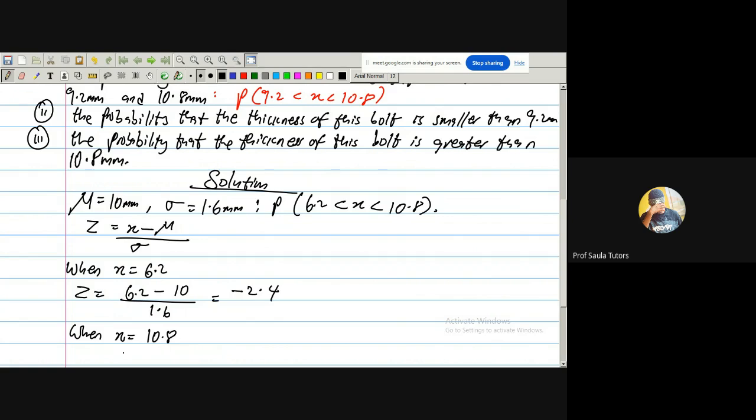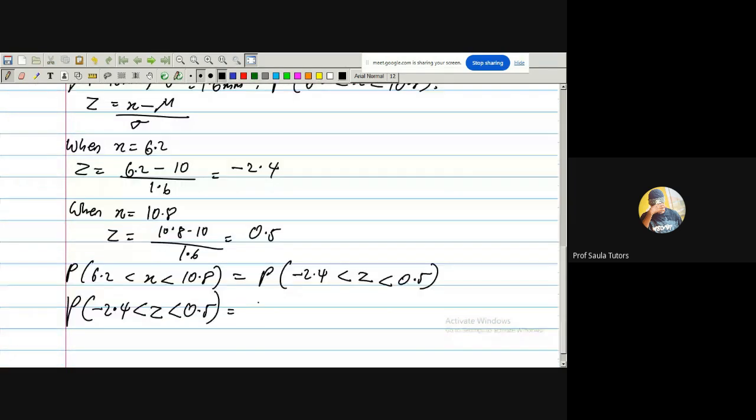Okay, when x is 10.8, we have z equal to 10.8 minus 10 divided by 1.6. What will this give us? 0.5. So it means that this probability, after we have standardized these values, we got something like this: minus 0.5 less than z less than 0.5, right? Yes. Okay, good. So what do we now do from here?